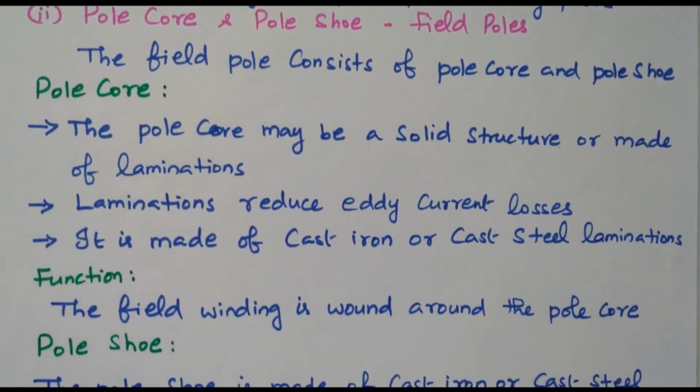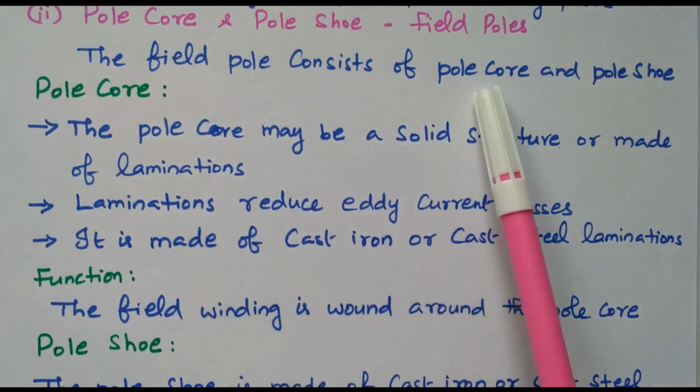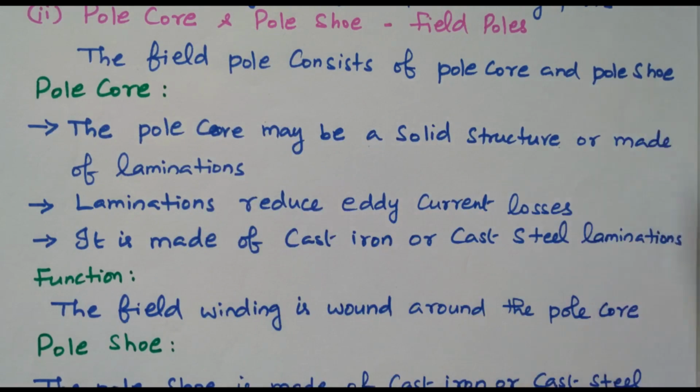That is nothing but the field poles. The field pole consists of pole core and pole shoe. First, we will see the pole core. The pole core may be a solid structure or made of laminations. This is the place to place the windings. This is called a pole core.